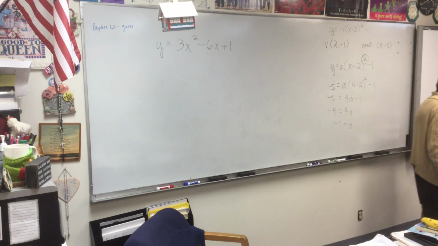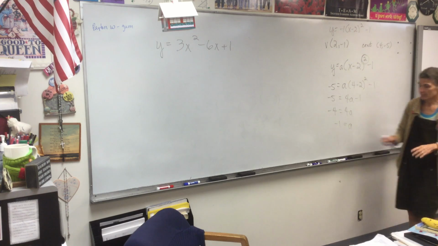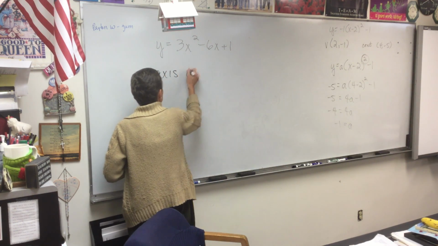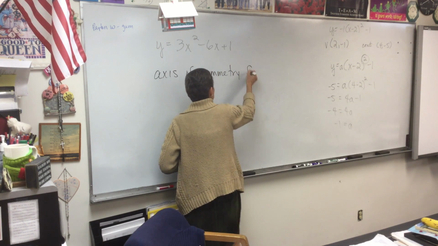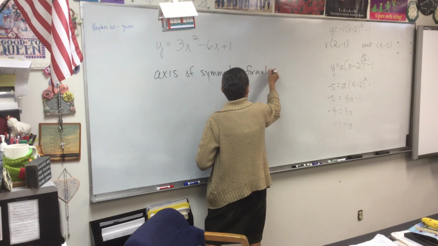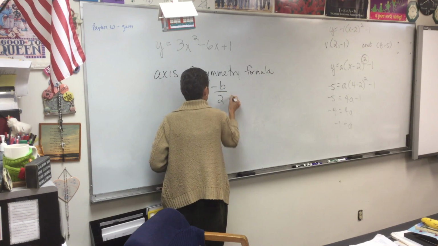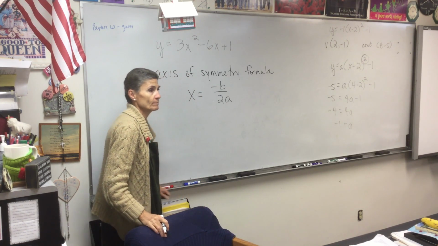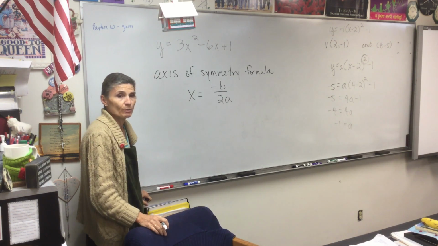Negative b over 2a. That's exactly what it is, Ms. Peterworski. You are perfect on that. She said the axis of symmetry formula. You might want to write this down at the top of your page. The axis of symmetry formula is x equals negative b over 2a. You've seen that before. You're not alarmed by that.